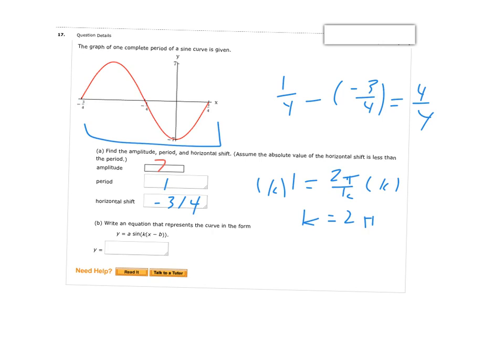And so what I would write on this one is, and I would say it's a positive sine since it's starting at the midpoint and going up. So we have 7 sine. The k value is 2 pi, so I'll put that there, and then a parentheses, and then x plus 3/4.